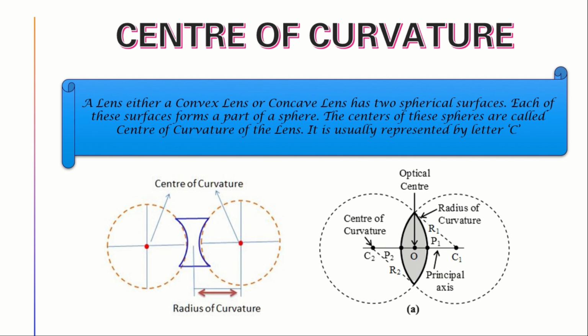Next, moving on to the center of curvature. A lens, either a convex lens or a concave lens, has two spherical surfaces. Each of these surfaces forms a part of a sphere. The centers of these spheres are called centers of curvature of the lens. It is usually represented by the letter C. In the diagram, you can see two centers. Each spherical surface has a center, and the center of the spherical surface is said to be the center of curvature. So, in a lens there are two centers of curvature named C1 and C2.